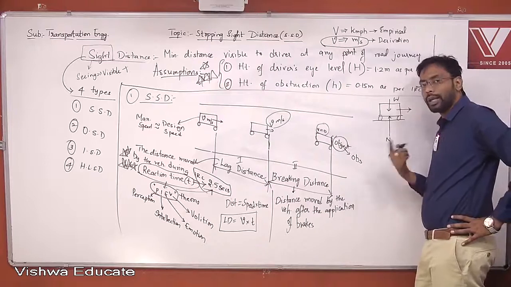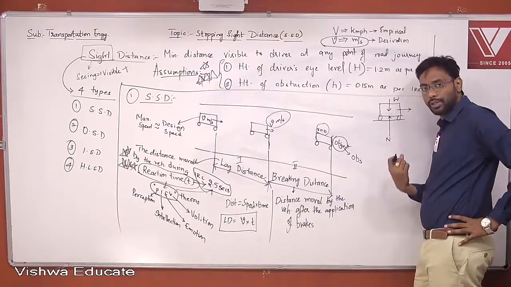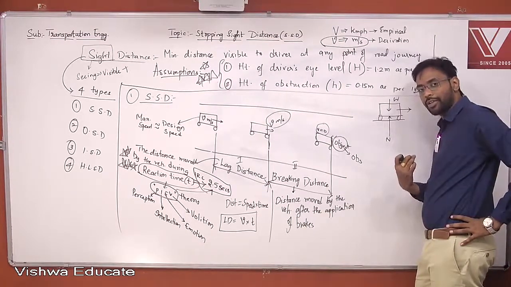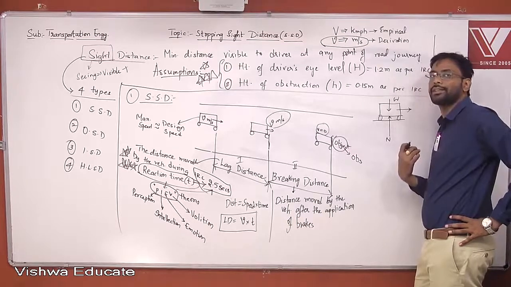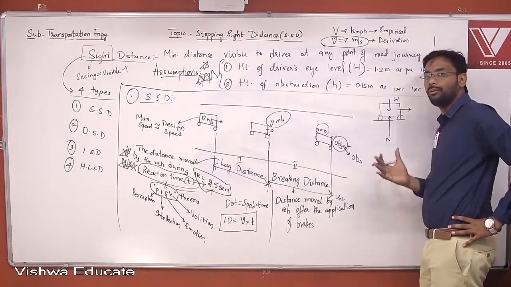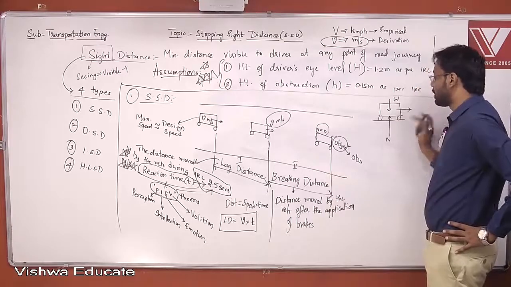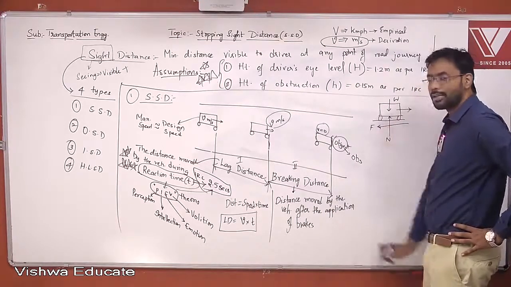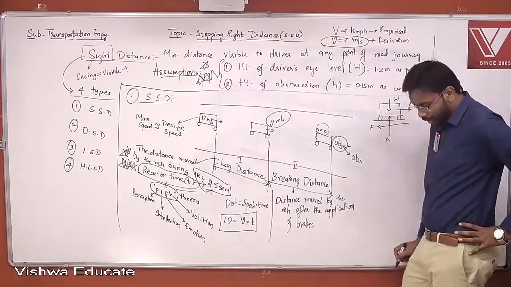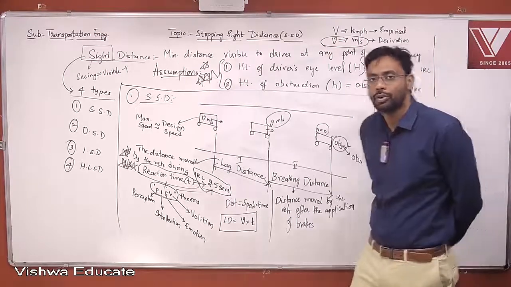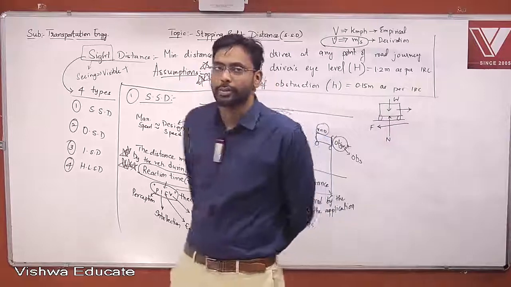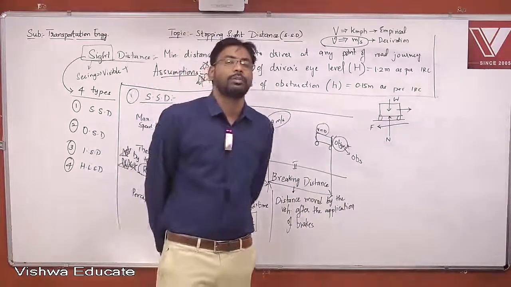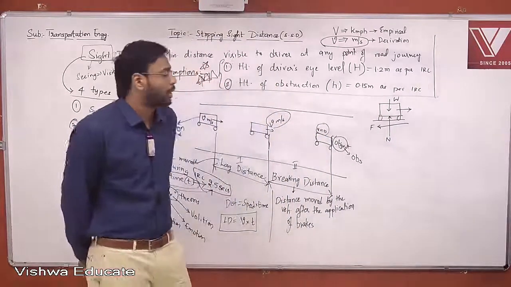So if you apply a brake, the force which comes into picture is frictional force, and frictional force always acts opposite to the movement. So as the movement is in this side, I take this as my frictional force. And how much is the frictional force? This we have already discussed, right? During the friction topic or skid resistance topic.